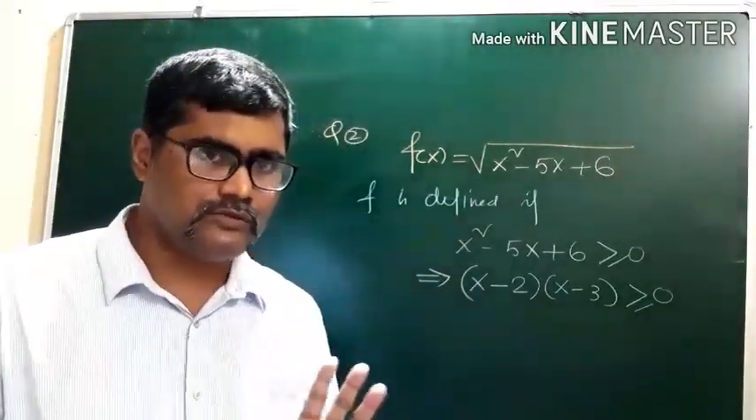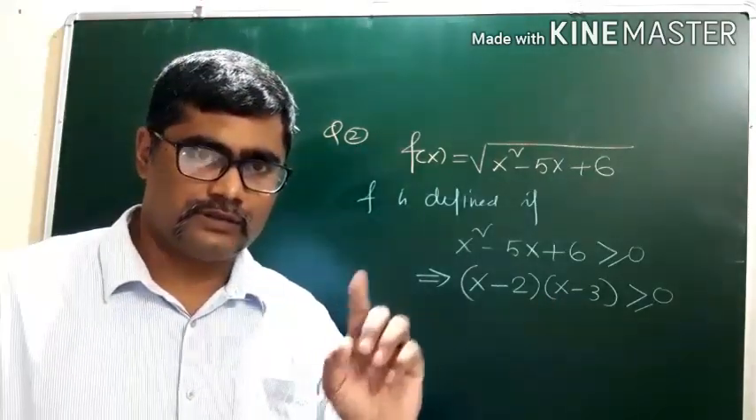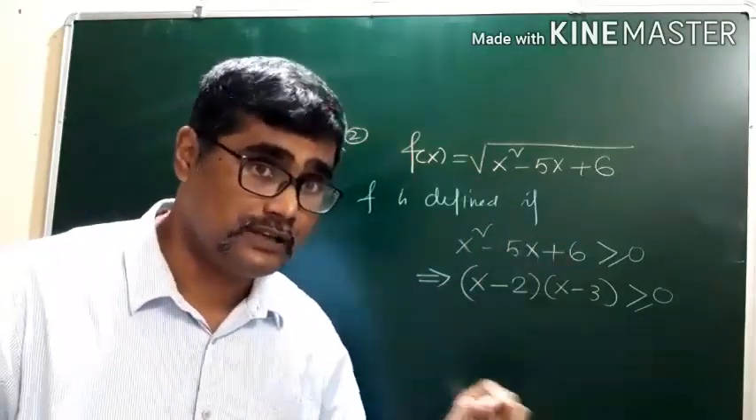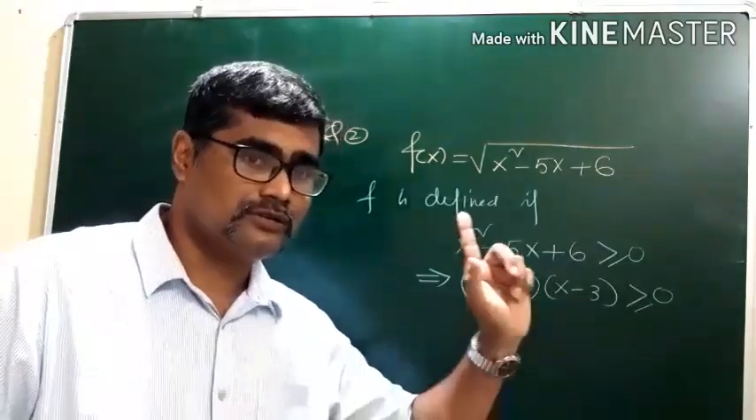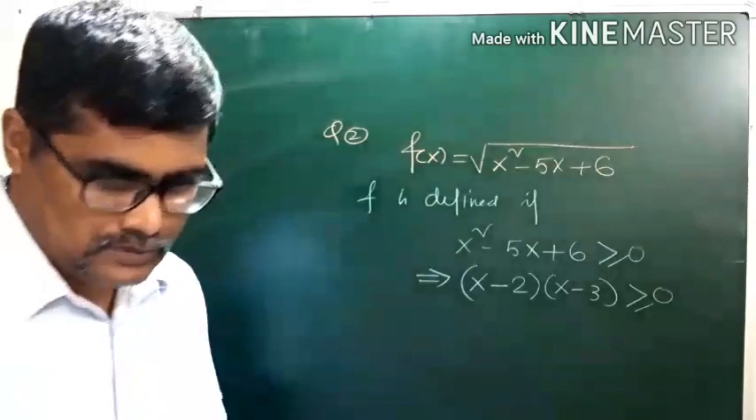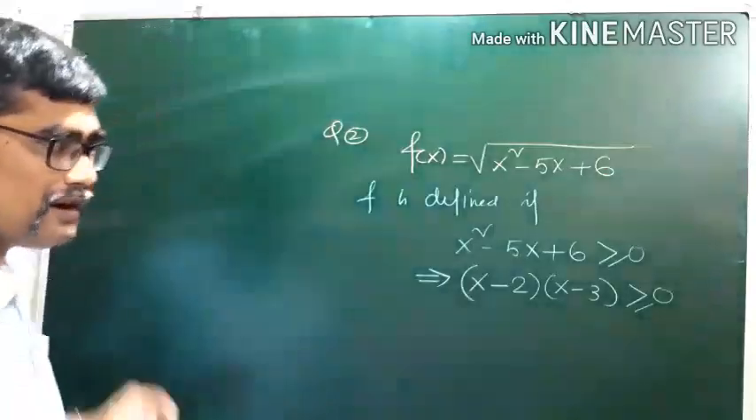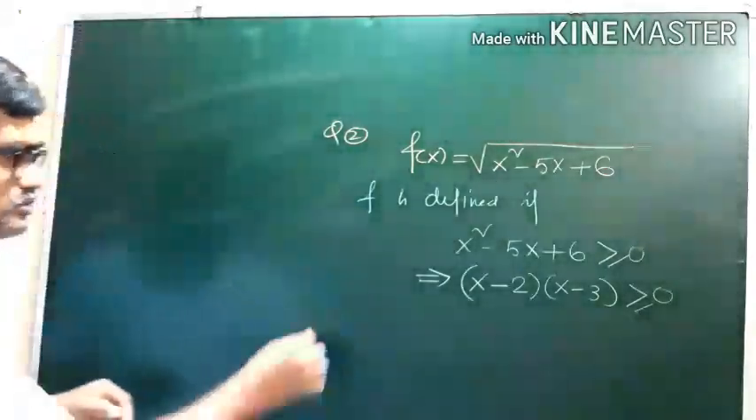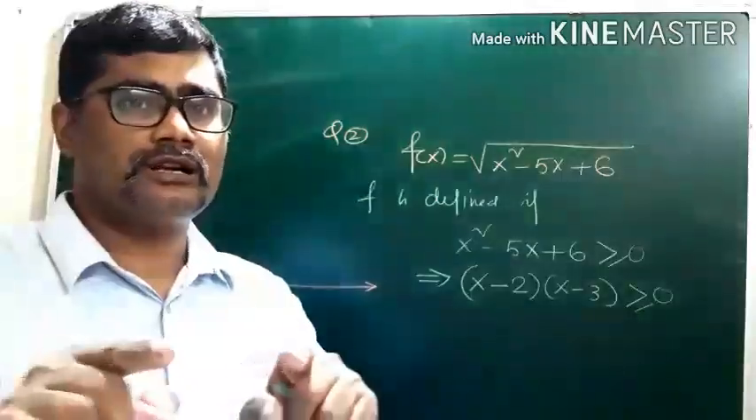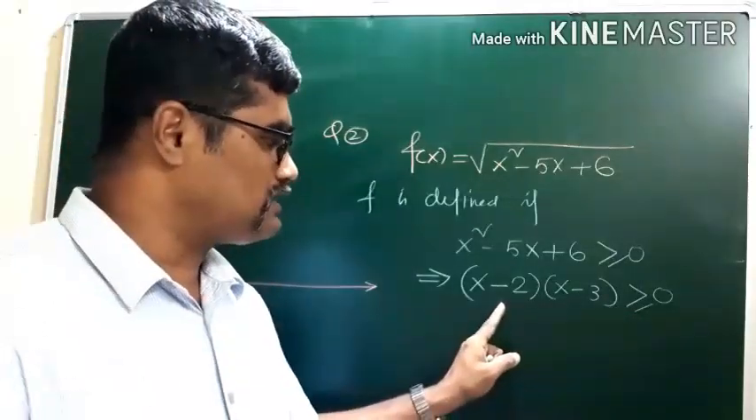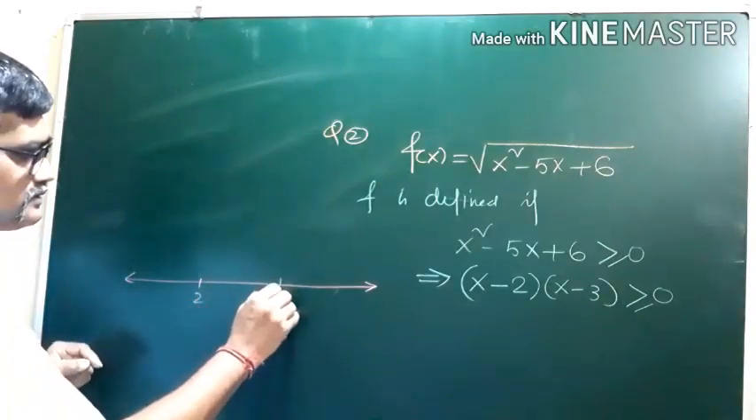The shortcut I am going to tell you is valid for quadratic expressions which are factorable into linear factors. Factors should be in the form of x minus something, not something minus x. So immediately after this, you can directly write the domain. I'll write the answer here, but I'm showing you on a number line. Locate the points obtained from here. One is 2, another is 3. On the number line, 2 is here, 3 is here.